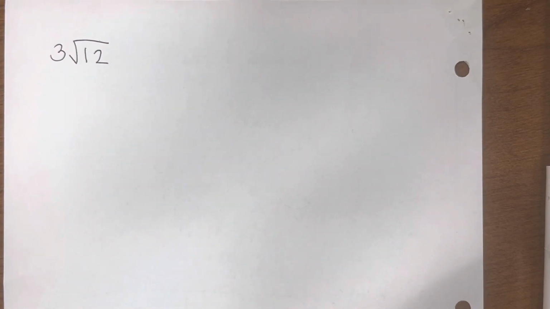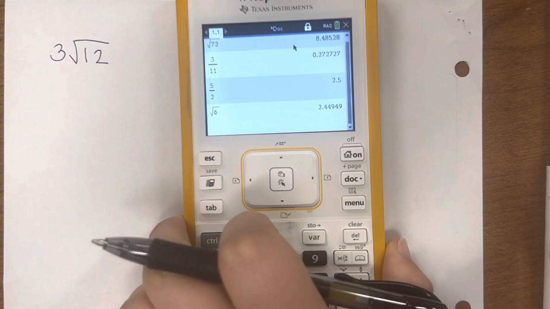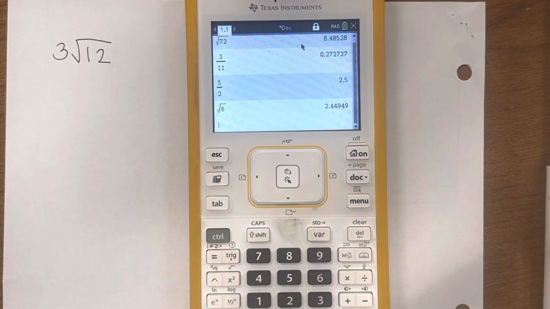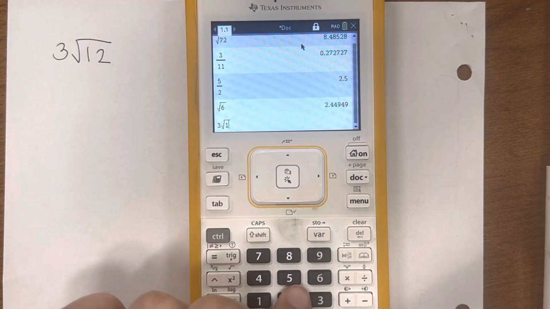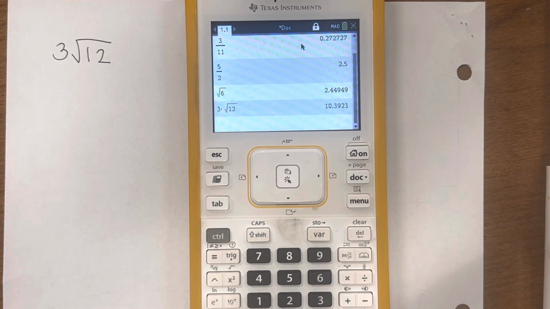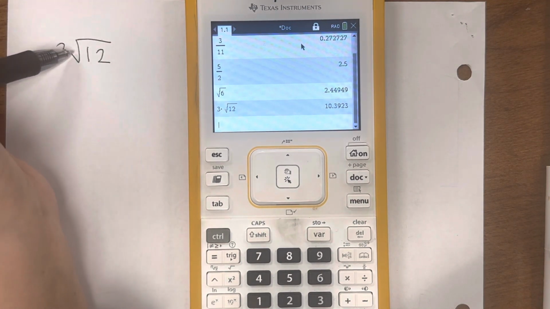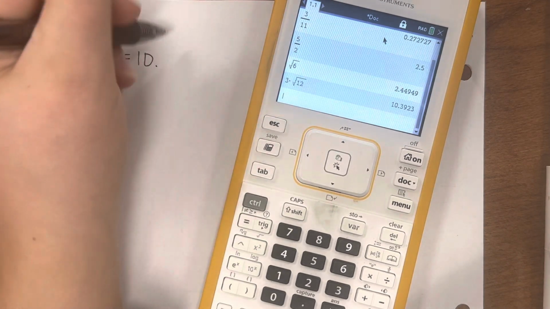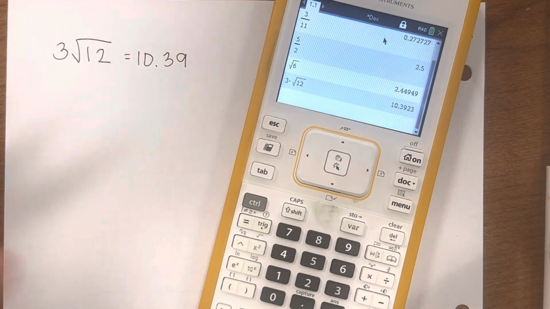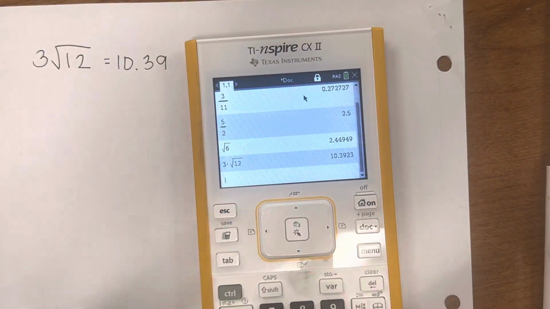A couple things I want to show you. Let's say you see this on your assignment you're about to work on. How would I put that in my calculator? You can literally type it in exactly how it looks: 3 square root of 12 and hit enter. So what it really does is 3 times the square root of 12, and that gives me 10.39. Now you will work on the assignment that has been sent to you on Google Classroom.